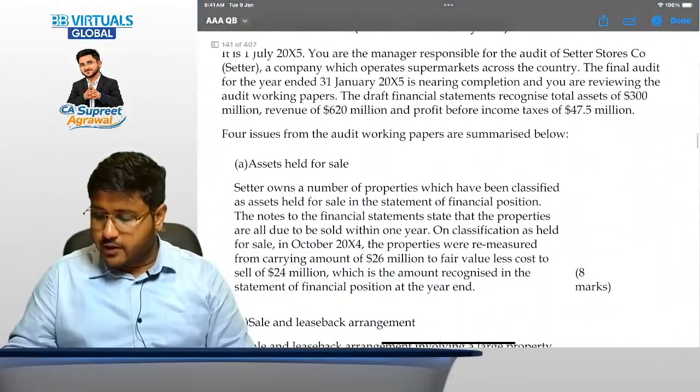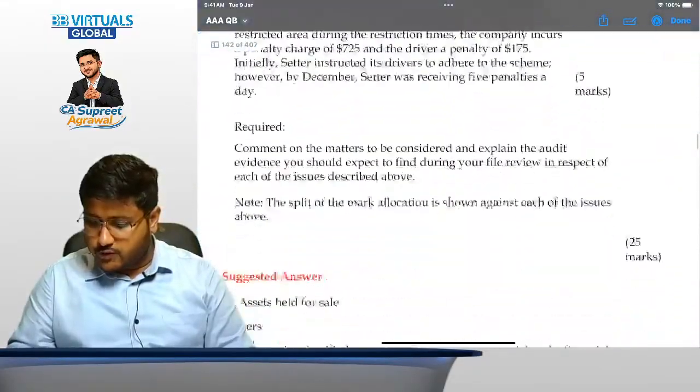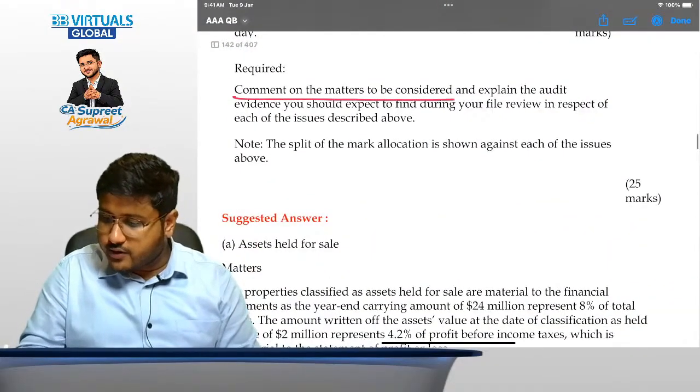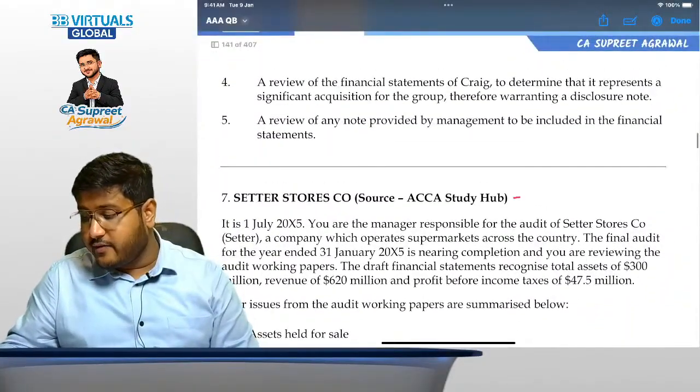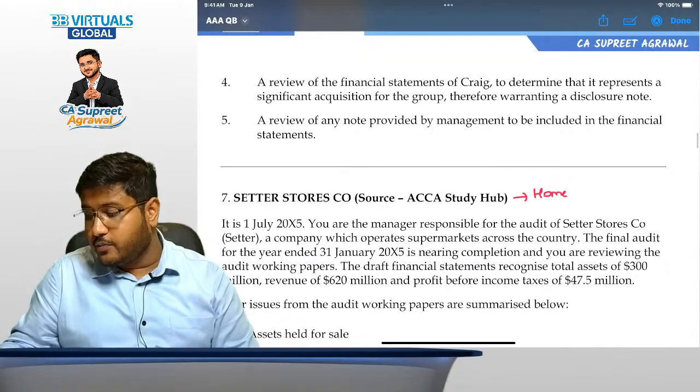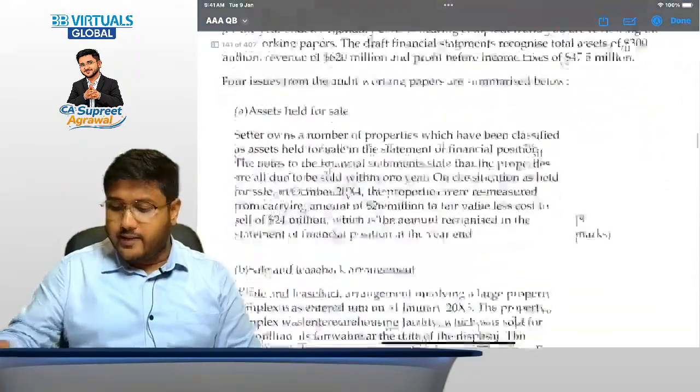Then let's talk about question number 7. What is question number 7? Comment on the matters that you should consider and explain the audit evidences. So see, if we cover every particular point in the class, how will you practice, right? So these are very, very important.